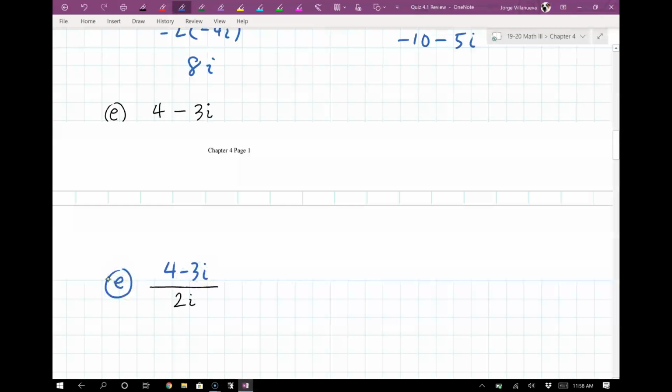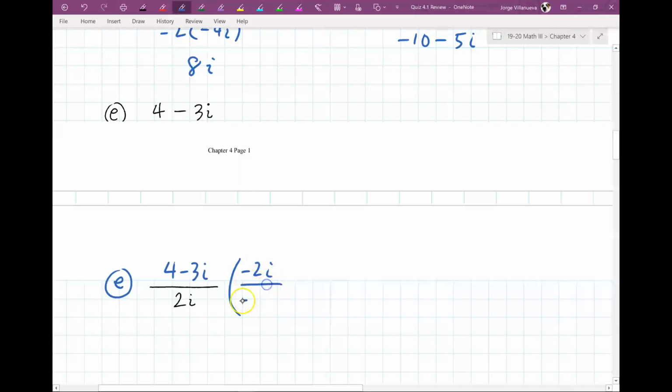So this is a fraction, which means that in order to simplify it, you have to get rid of the i on the bottom. So the way you do that is by multiplying by the conjugate of the denominator. Now, since this denominator is a 2i, then the conjugate will be a negative 2i. Okay, so that's the conjugate of it. So start multiplying it. So we get our negative 2i times a 4, that's a negative 8i. And then negative 2i times a negative 3i, that's a positive 6i squared. On the bottom, a 2i times a negative 2i is a negative 4i squared.